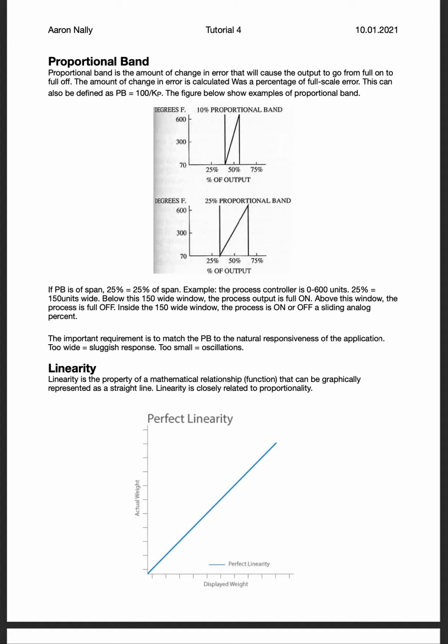So if we look at the graph below, we have a weighing scales. The actual weight is on the left hand side and the displayed weight is on the bottom. As the person stands on the scales, we have a perfect relationship between the actual weight and the displayed weight. If this was a non-linear line, we wouldn't get a straight line. We would have curves in it.